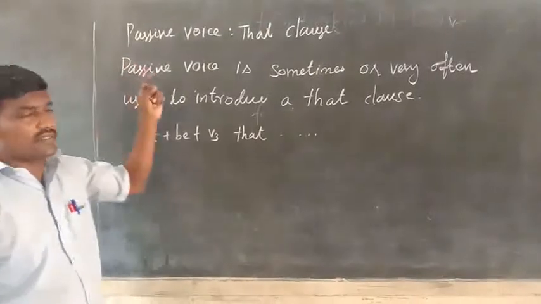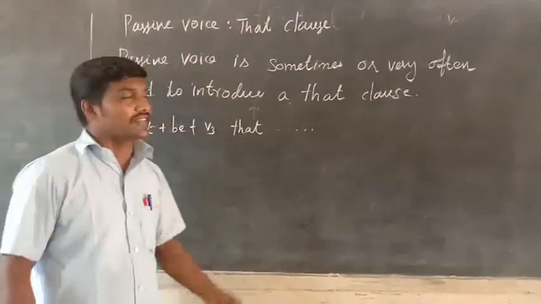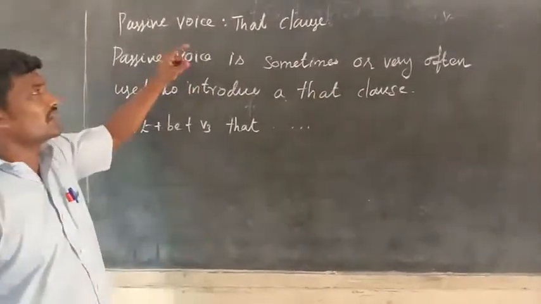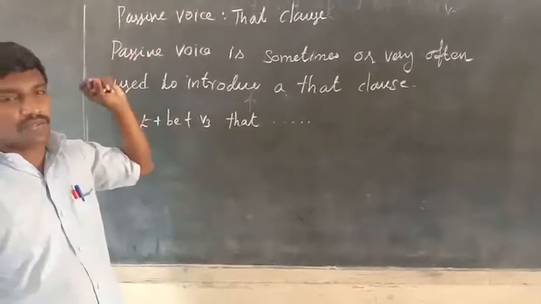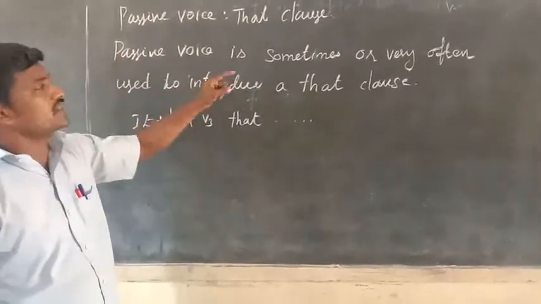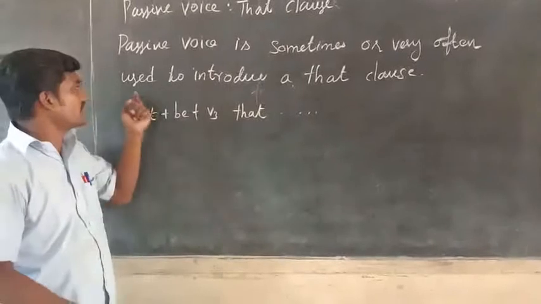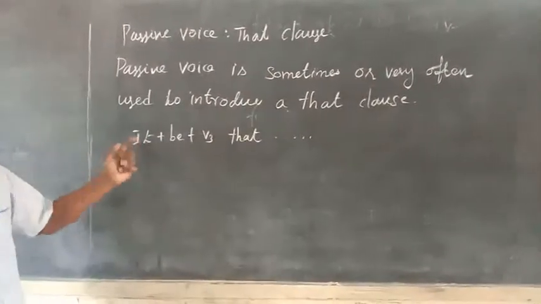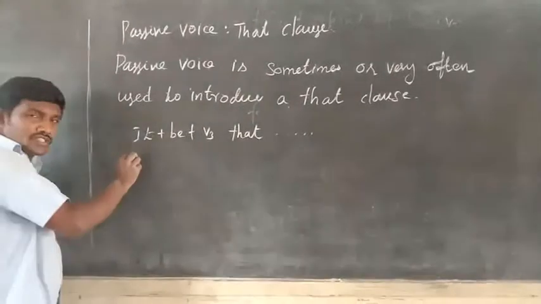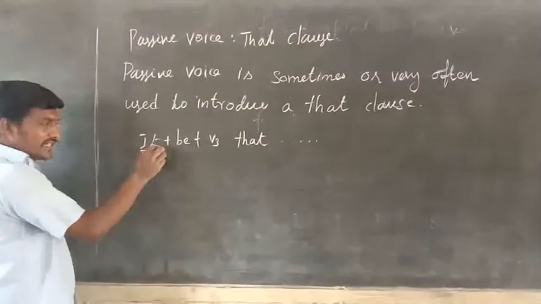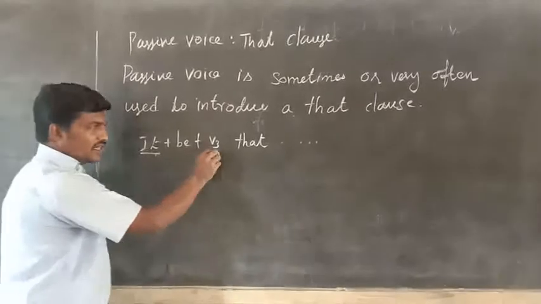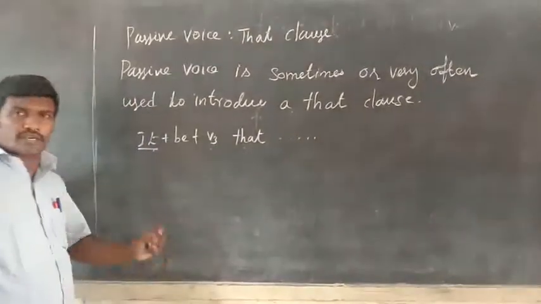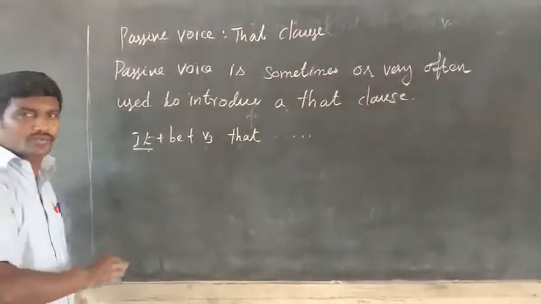Now, passive voice in that clause. That clause can be used in passive voice. However, passive voice is sometimes, or very often, used to introduce that clause. I will give you a formula. When you change into passive voice, we should write it, then be form, then V3, then after that the that clause. You should write the same as what you see in the question paper.